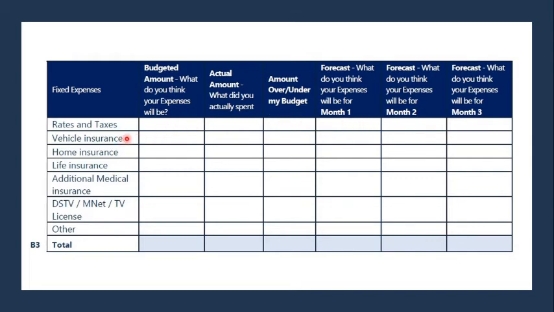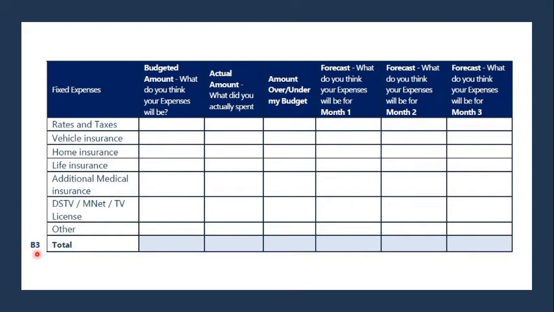So vehicle insurance, if you have your own car, you must have insurance. Home insurance, that can be if you rent, you can have, and if you have your own home. Life insurance, additional medical insurance, this is not the medical aid, it's extra. DSTV, Mnet, or TV license. Now, please note, TV license, why is this in the fixed expense column? Because if you pay your TV license monthly, that 25 Rand, it will be there. But if you pay it annually once, it will be variable. Remember now, we are budgeting to assist you to manage your money. Anything other, and then you have your totals here for me.